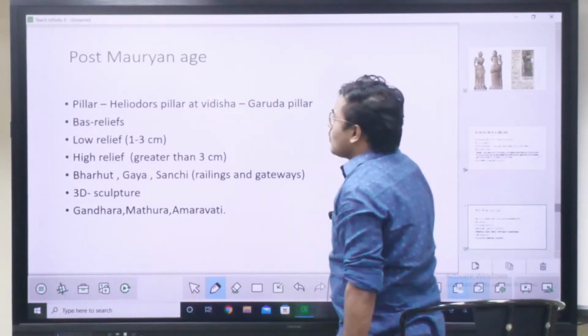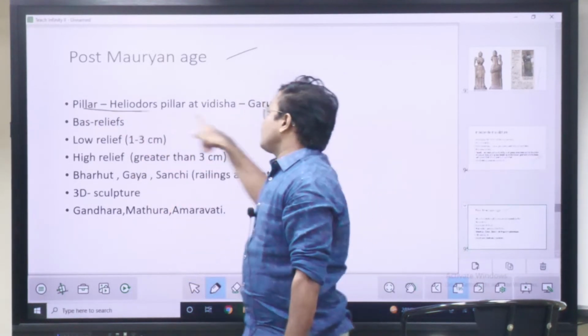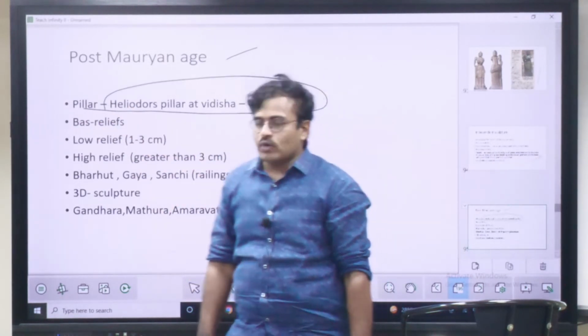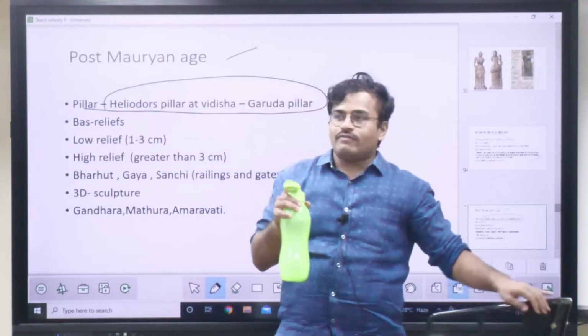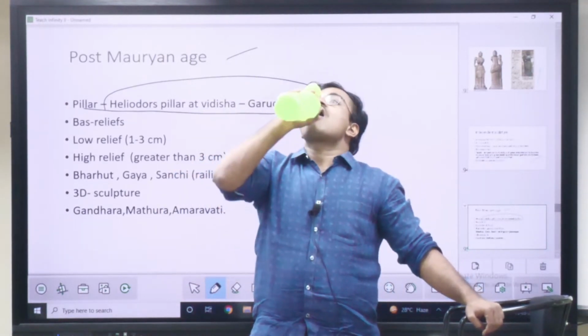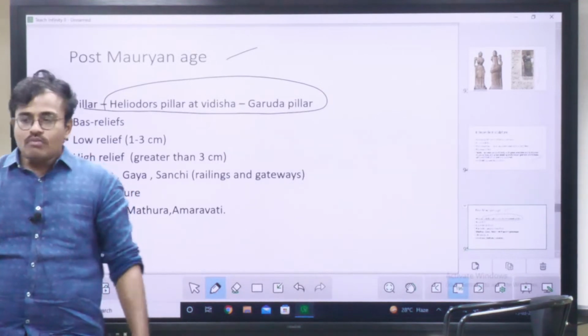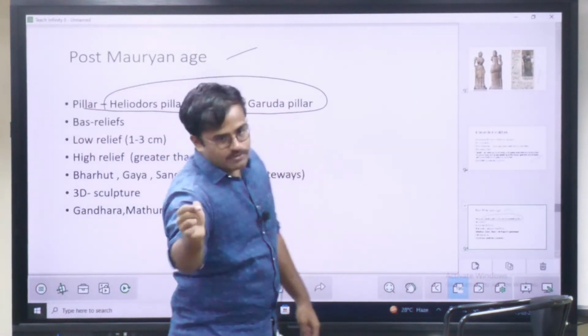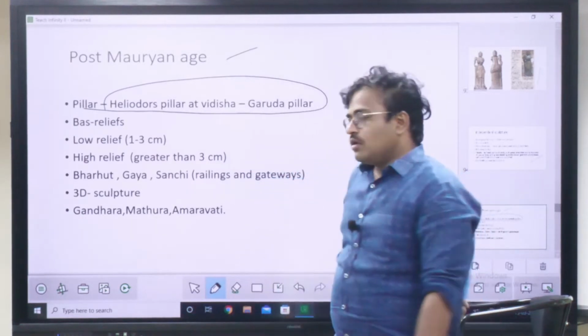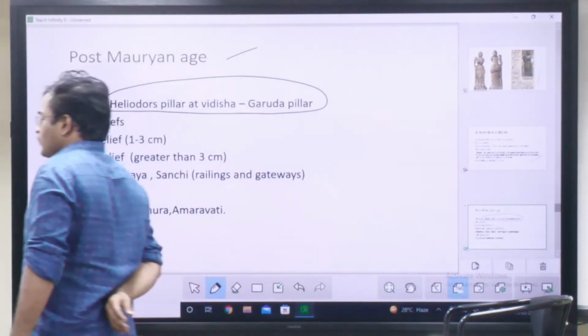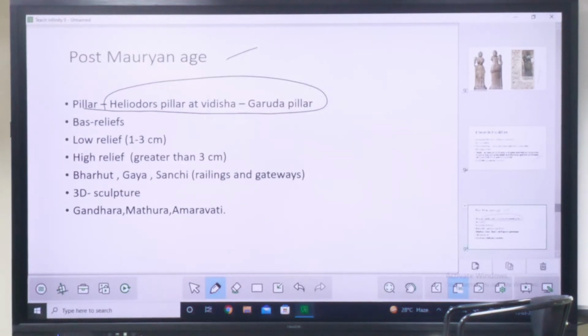Okay, now see this. Along with that, during the post-Mauryan age, there is one pillar which is present, known as the Garuda Pillar of this person called Heliodorus. Heliodorus Garuda Pillar, very prominent one. It is present at a place called Vidisha. And this pillar, you write this down, it proclaims Heliodorus' faith in Bhagavatism.